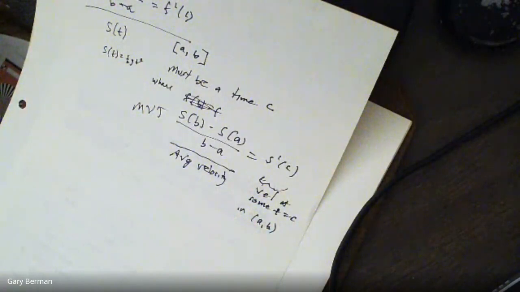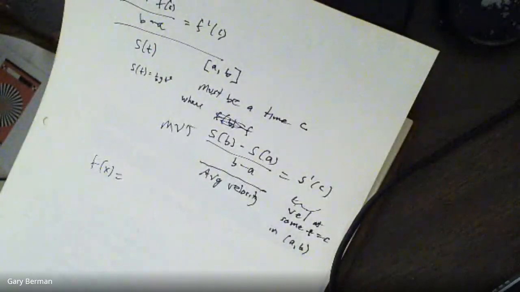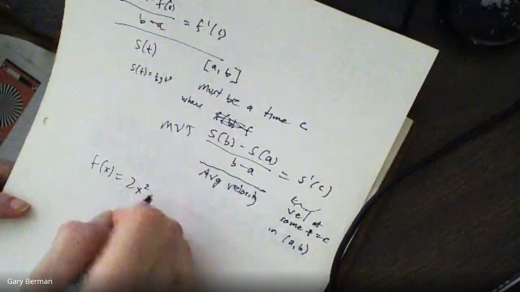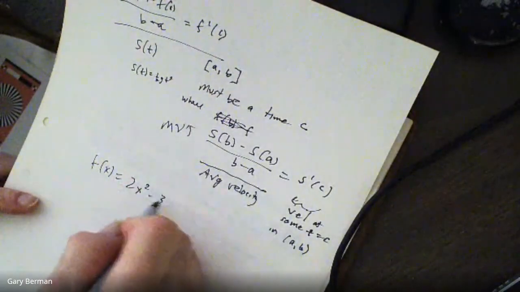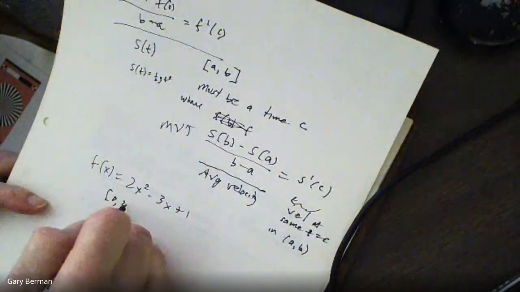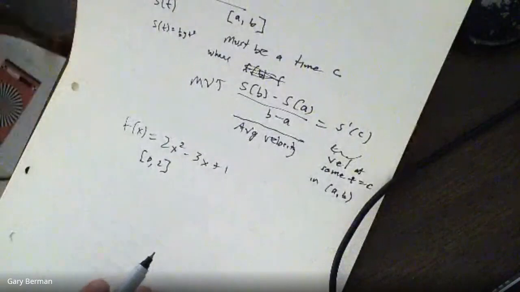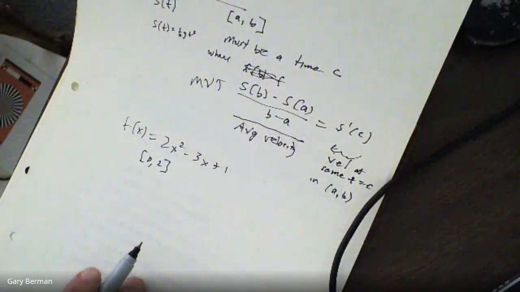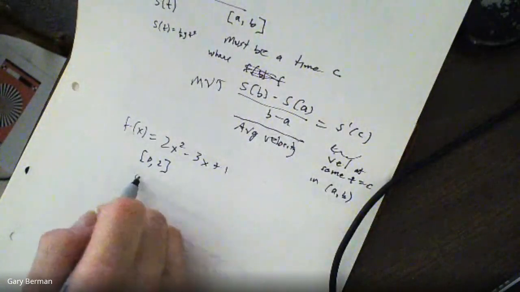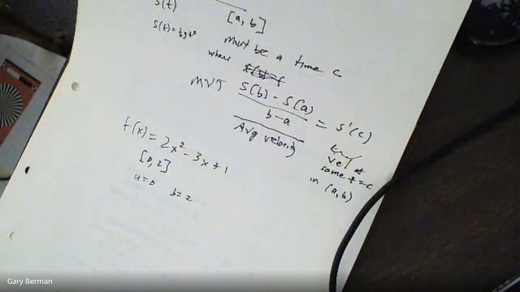Quick little example here. So suppose f of x is equal to 2x squared, I believe this one is actually in the book, minus 3x plus 1, and we're on the interval 0, 2. Show that there is a point where the mean value theorem works. In other words, a is 0 here, b is 2. Let's apply the mean value theorem.